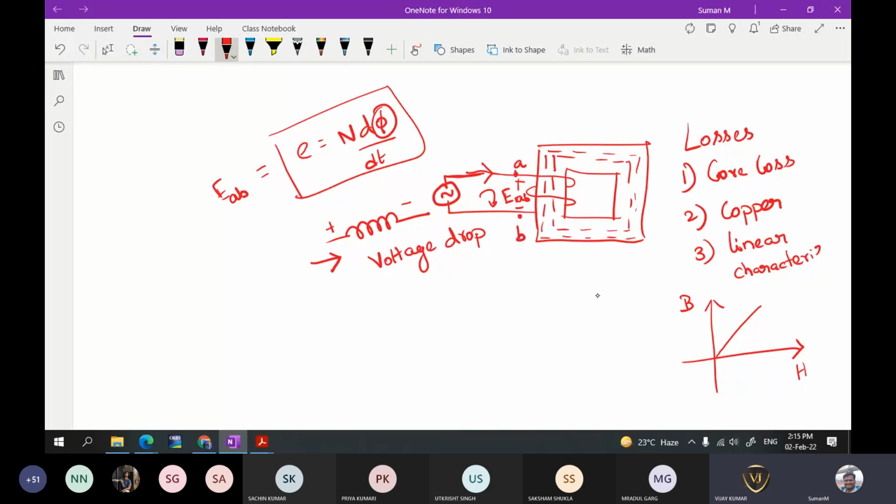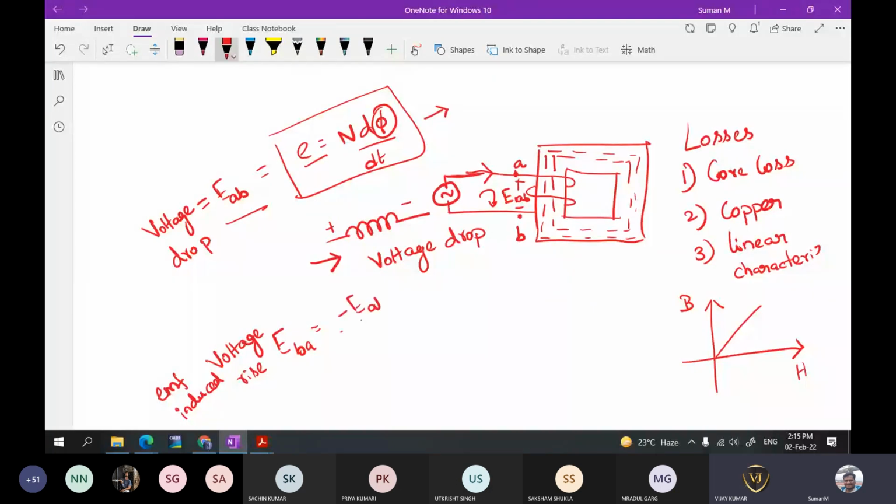Now what we are going to do, we are going to write this as EBA. If this is a voltage drop, then EBA is nothing but voltage rise. This is nothing but the EMF induced. So the same voltage which we have seen as E is equal to N d phi by dt is the voltage drop and this is the voltage rise. So EBA is equal to minus EAB, that is nothing but minus E, that is nothing but minus N into d phi by dt.